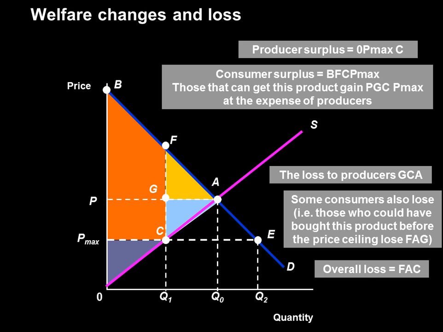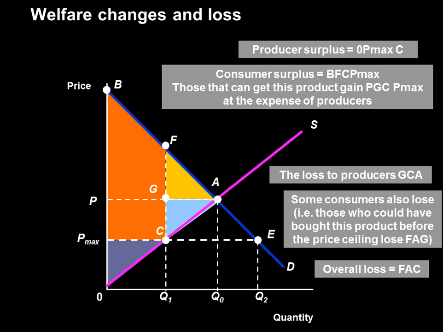Those who can get this particular product, the rented accommodation, will gain PGC P-max at the expense of producers. So some of the producer surplus has gone to consumers. The net loss, therefore, to the producers from this rent control is GCA.